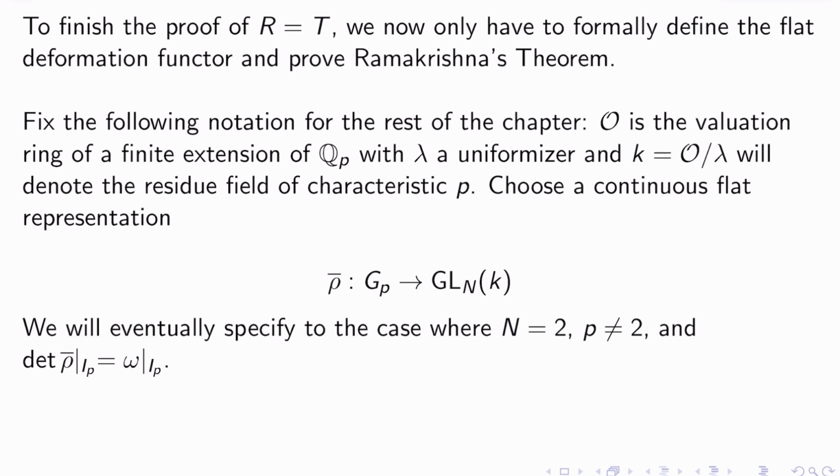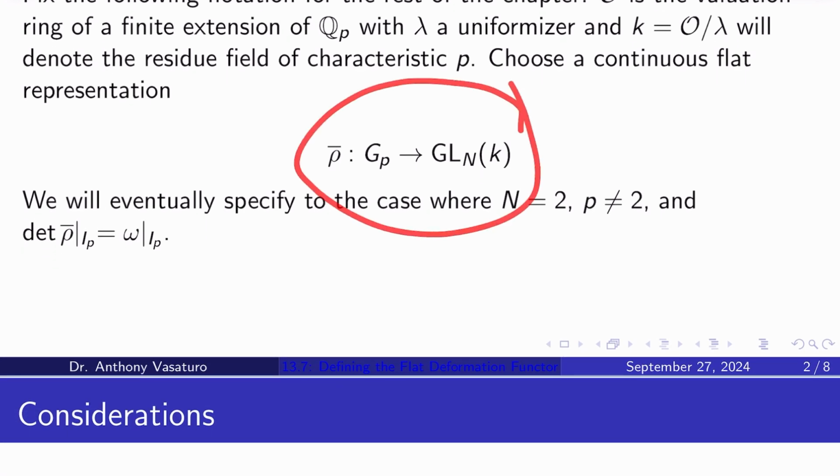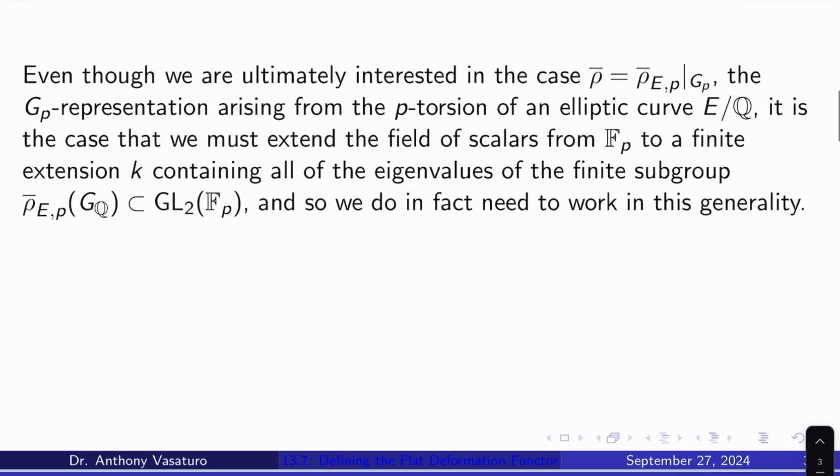Just keep in mind, we'll eventually specialize to the case where n equals 2, p is odd, and rho bar has cyclotomic determinant when restricted to inertia at p. Now, it seems like we don't really need to work in this level of generality, and it is true that we are ultimately interested in the case where rho bar is rho bar_{E,p} restricted to G_p, the G_p representation arising from the p-torsion of an elliptic curve E over Q.